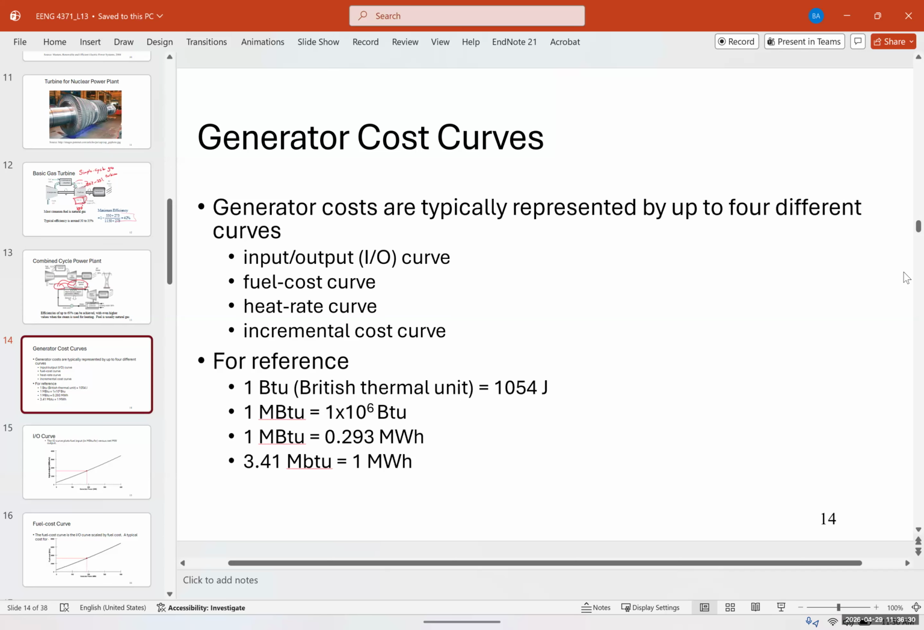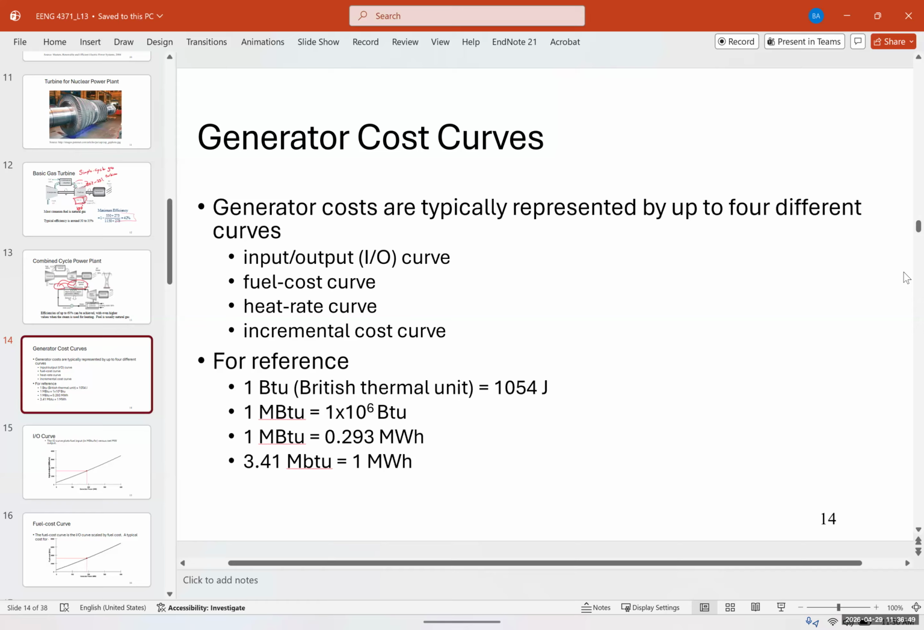Fourth, we have, and this is the most important for economic dispatch, the incremental cost curve, also called the marginal cost curve. This tells you the additional cost in dollars per megawatt hour of producing 1 more megawatt at any given output level.